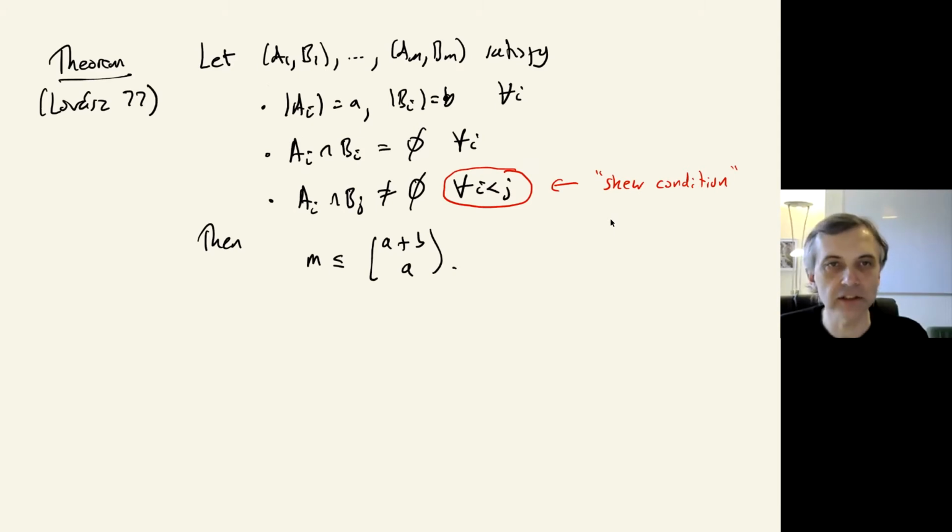Let me remind you of the skew version of the two families theorem. We had the A sets and B sets in pairs. Each pair is disjoint, and if I take an earlier A and a later B, they meet. This was the skew condition, and we want to show there are at most (a plus b choose a) of them. And there's this beautiful proof.